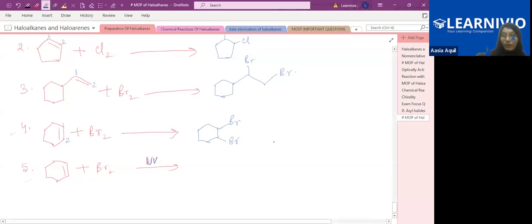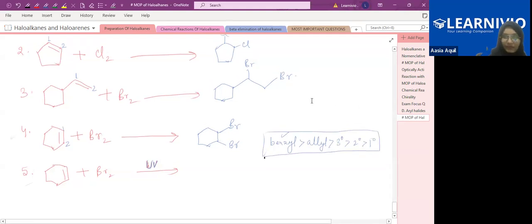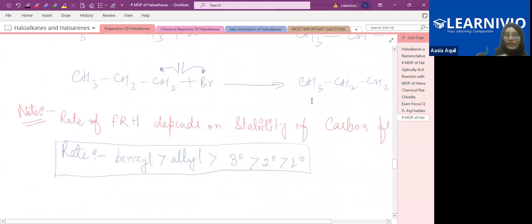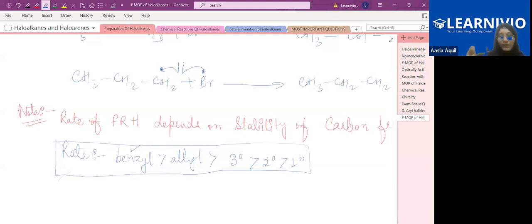And you know very well what the order of free radical halogenation is. The reaction is fastest at benzyl. After that the allylic carbon, then 3 degree, then 2 degree, then 1 degree. That was the order. We have discussed this in the previous class. The rate of free radical halogenation depends on the stability of the carbon free radical. The rate is highest first at the benzylic carbon, then allylic carbon, then 3 degree, then 2 degree, then 1 degree.